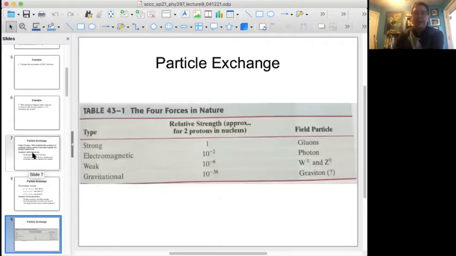With the weak nuclear force, the particles that regulate the weak force are the W plus, the W minus, and the Z0 particles. And so if there is a weak interaction, it involves one of those three, W plus, W minus, or Z0. And it's been hypothesized that there is a graviton regulating interactions involving the gravitational force, but gravitons have not been observed yet.